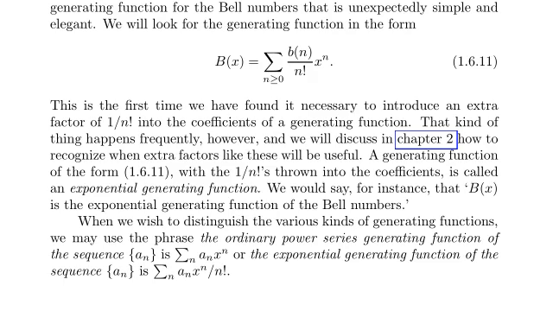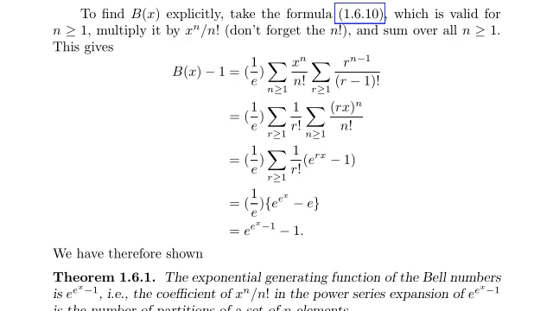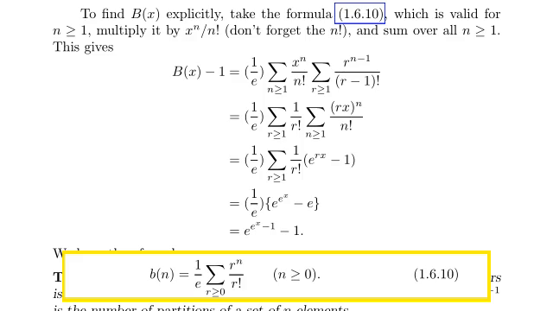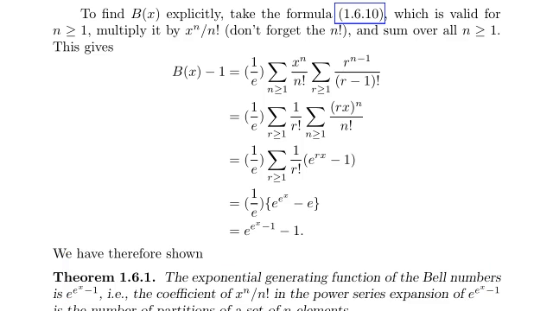When we wish to distinguish the various kinds of generating functions, we may use the phrase the ordinary power series generating function of the sequence an is the sum of an x to the n, or the exponential generating function of the sequence an is the sum of an x to the n over n factorial. To find B(x) explicitly, we take the formula 1.6.10, which is valid for all n greater than or equal to 1, multiply it through by x to the n over n factorial, and sum over all n greater than what? Greater than or equal to 1. Okay, so let's try that. See if that's easy to do.